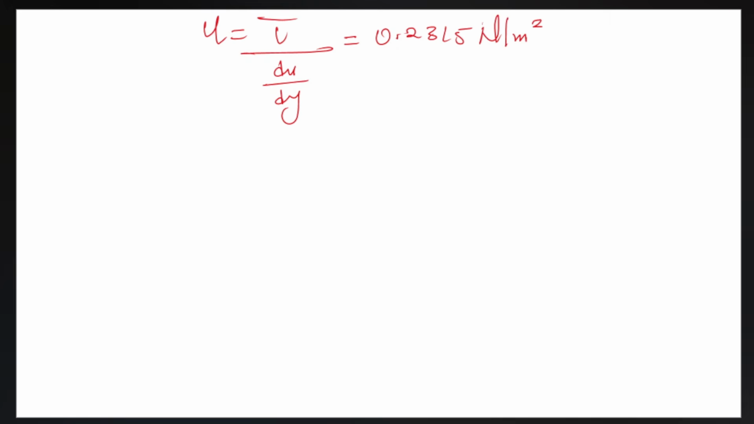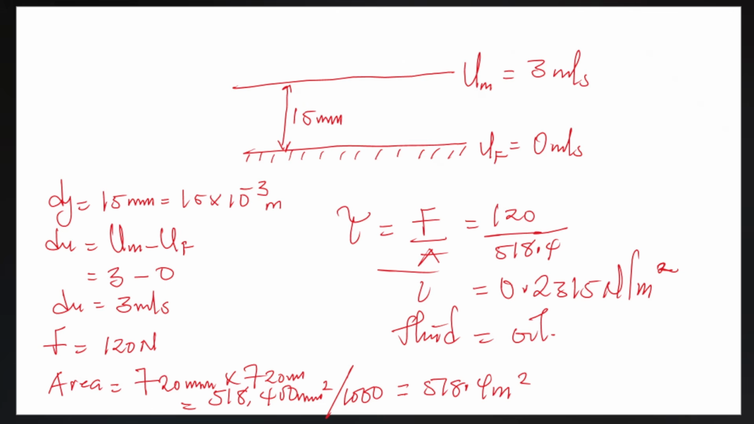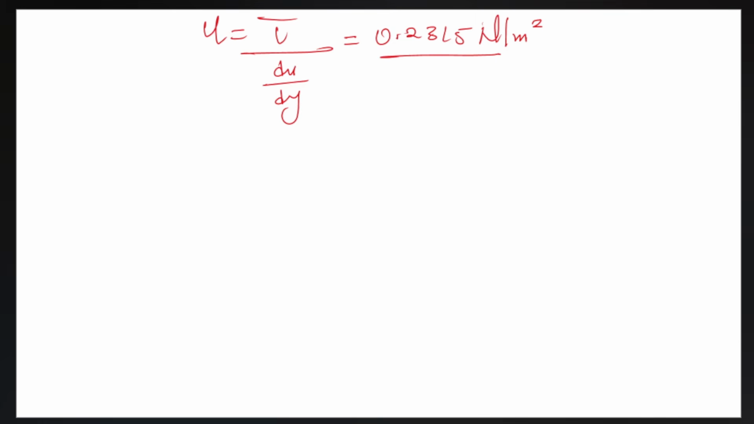Are we together? What will be the next value you are going to get? The next value is your du. Your du was given to be 3 meter per second, divided by your y, which is 15 times 10 raised to the power of minus 3 meter.